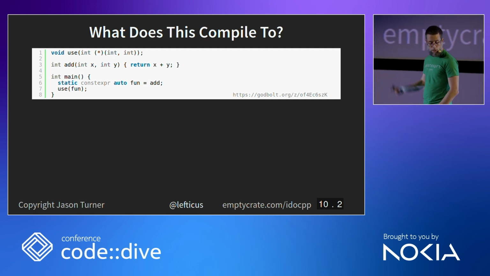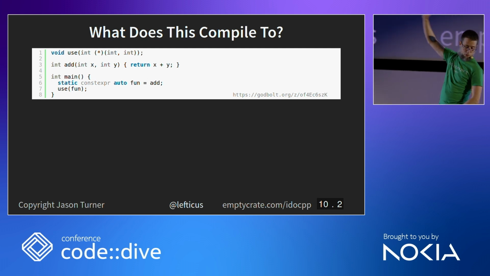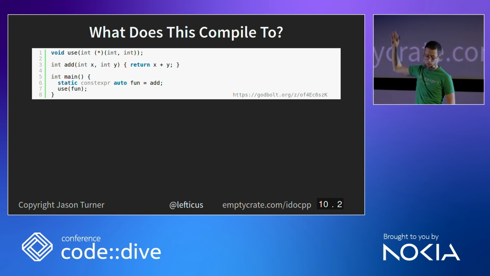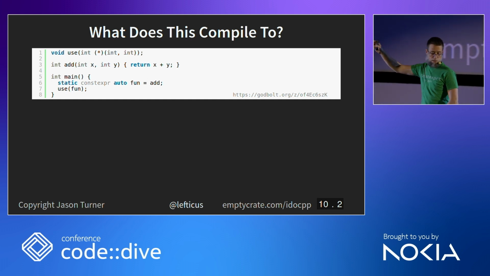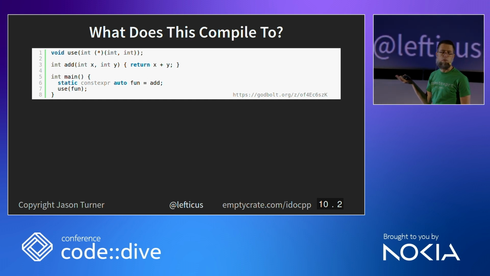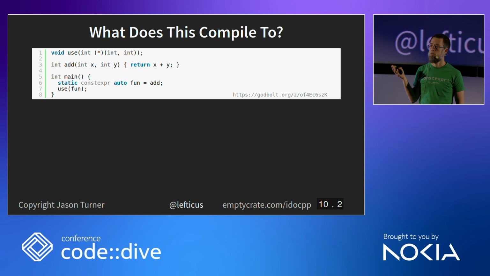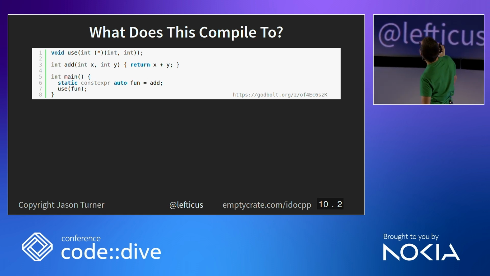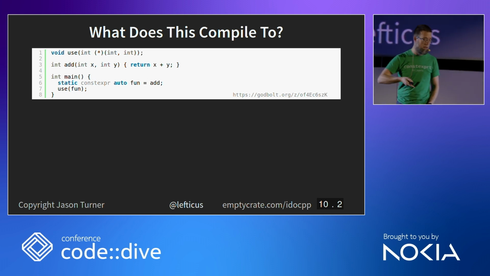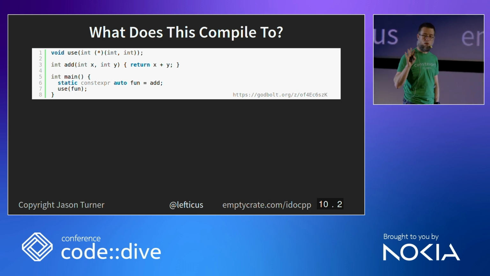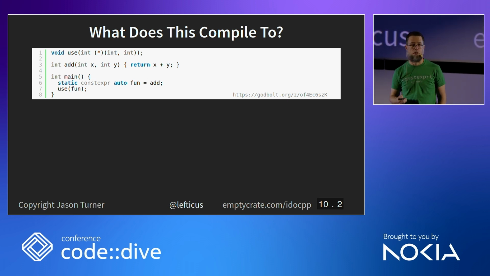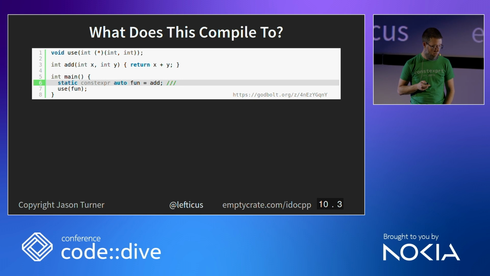And then on line 3, I've just got a function called add. It literally does what it says on the tin. On line 6, static constexpr auto fun. What is the type of fun? So function pointer. Yeah, function pointer. And then on line 7, I call use with the function pointer, right? So the question is, what is being passed on line 7? Right there.